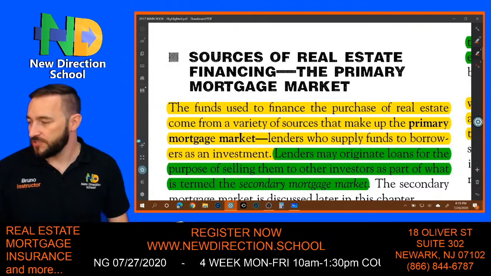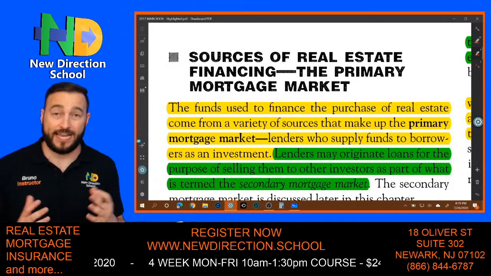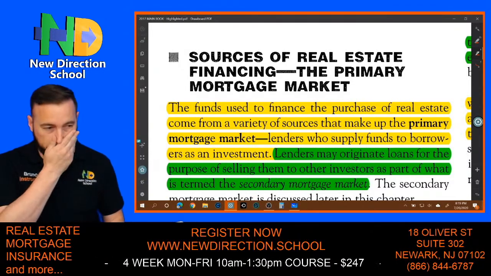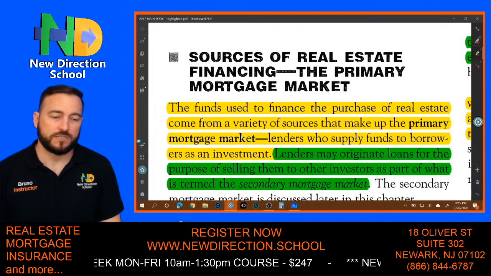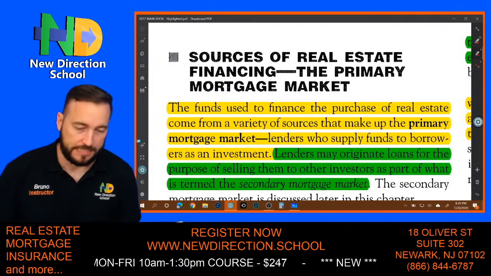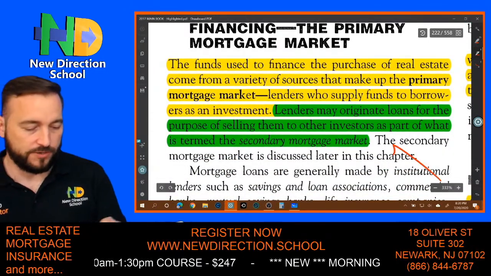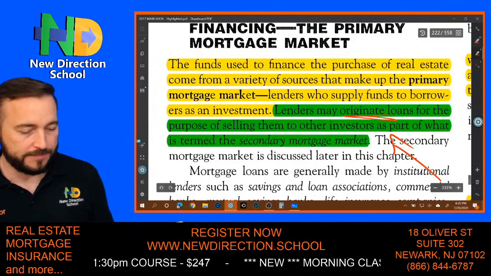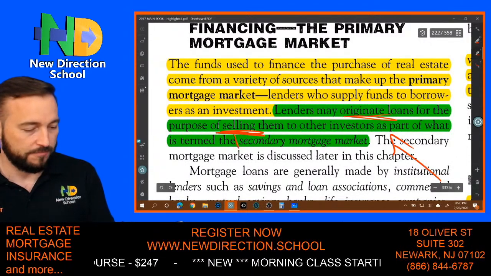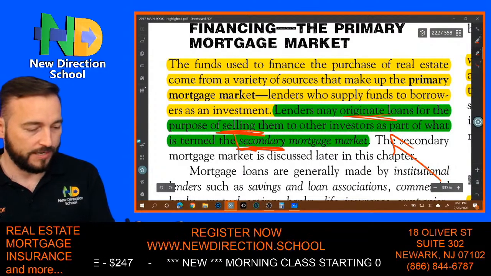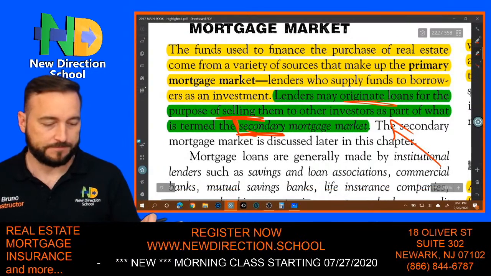So, sources of real estate financing, primary mortgage market, and we're going to end with this section. And tomorrow we'll do the secondary market. So source of real estate financing, primary market. We already know this, it's highlighted. We know that loans are originated in the primary market and then they're sold in the secondary market. Okay? We got this already. This is right from the beginning, correct?